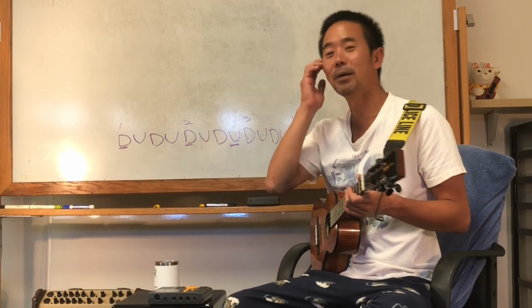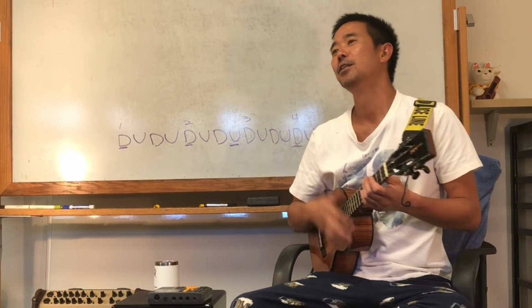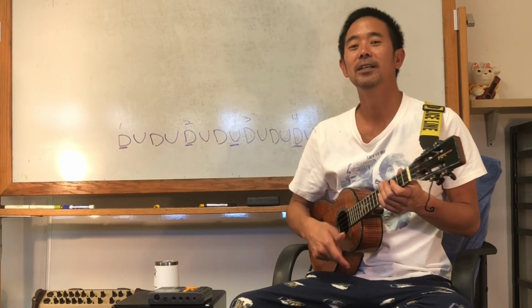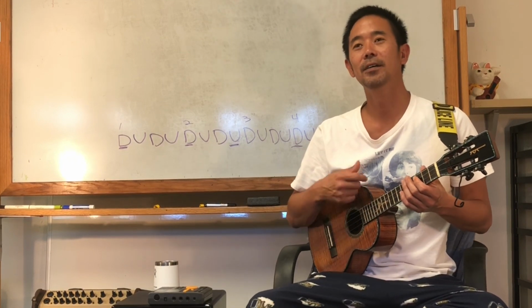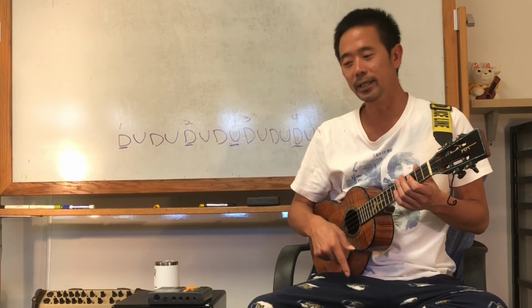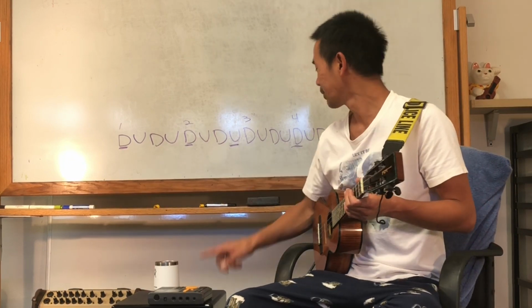Okay, so let's try it. One, and up, two, and up, three, and up, four. Ready, go. Down, one, and up, down, two, and up, three, and up, four. Down, one, and up, down, and up, three. Okay, let's hit the 3. Let's hit the 3 now.